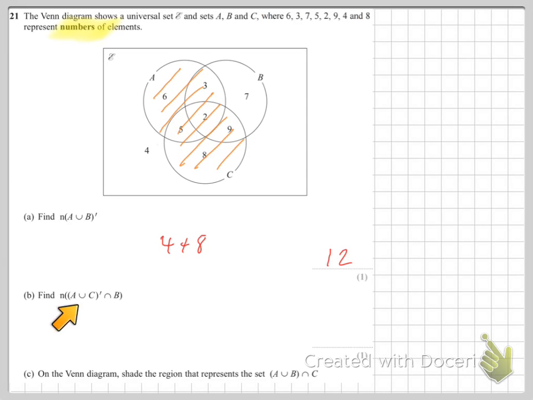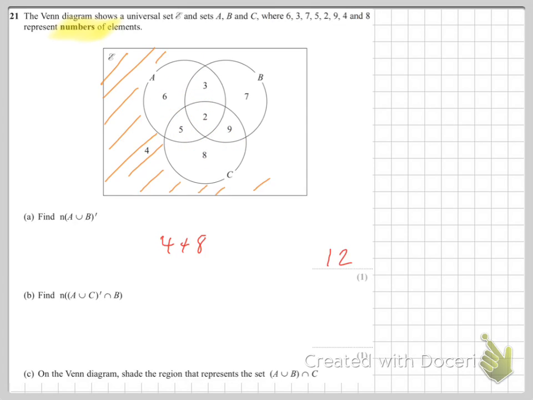But then it's A union C complement. So do exactly what we did in the previous part and instead look at everything outside of A union C. And then we take that and next step, we're going to intersect that with B.